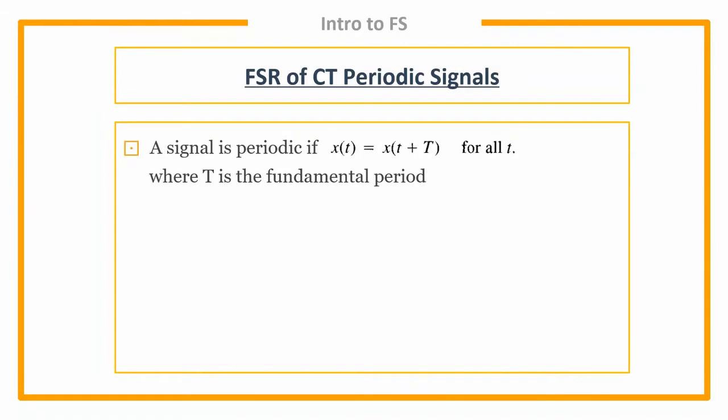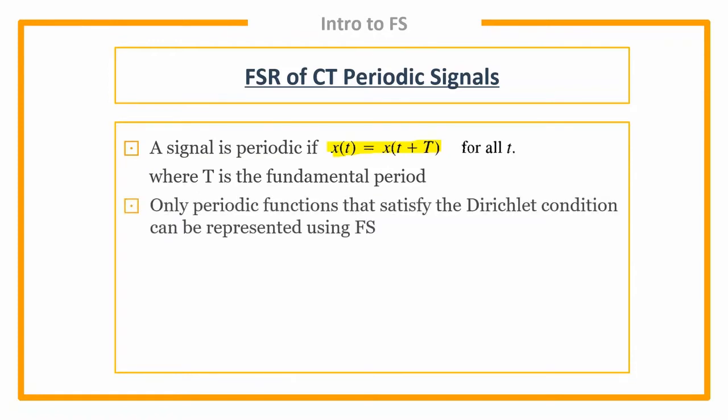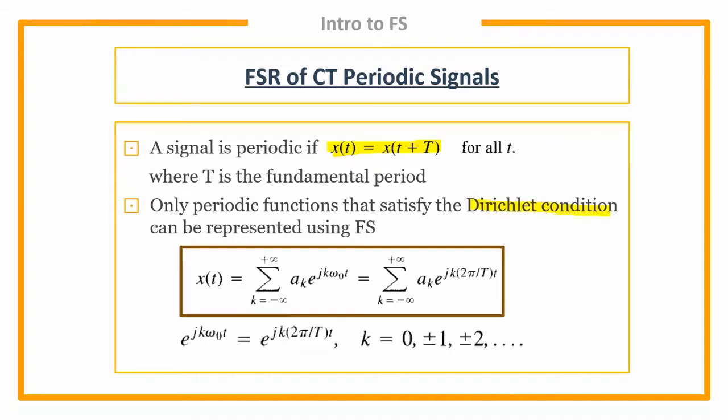What is the FSR of CT periodic signals? It is the Fourier series representation of continuous time periodic signals. So we know the condition for a signal to be periodic, which is x of t equals x of t plus capital T, where capital T is the fundamental period. Any periodic signal can be represented as a Fourier series representation if it satisfies the Dirichlet conditions, and this Fourier series representation is given below here.